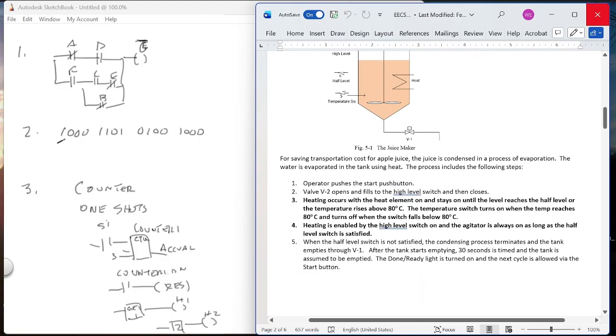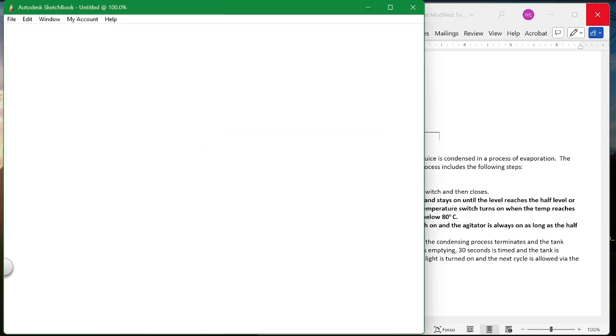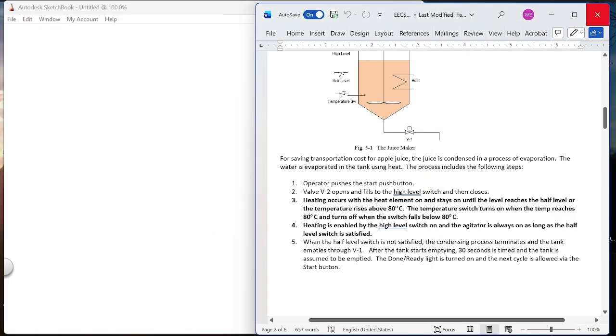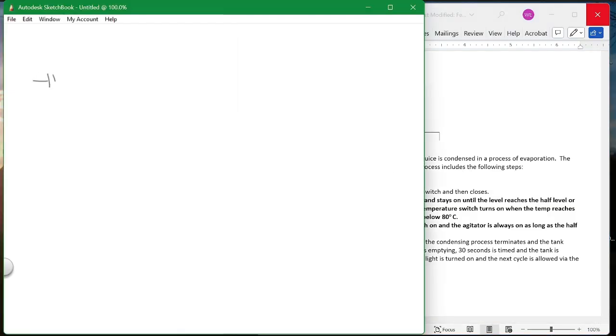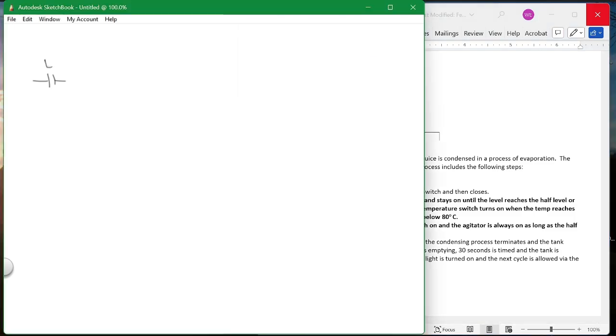All you have to do here is just this number 3 part. So again, I don't want to belabor this, but that's all you have to do. Heating occurs when the heating element stays on. So basically you have to say I am in the heating phase. And this is in the evaporative phase. So you just say, I'm doing evaporation. So that's what you've got to do, evaporating.